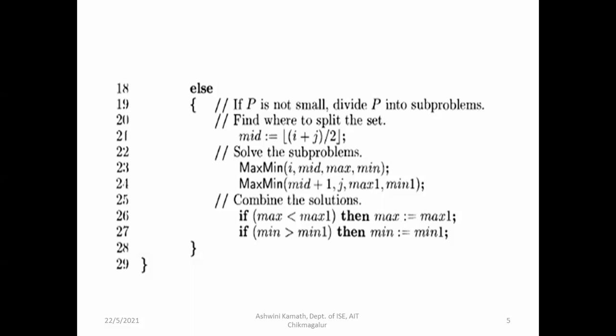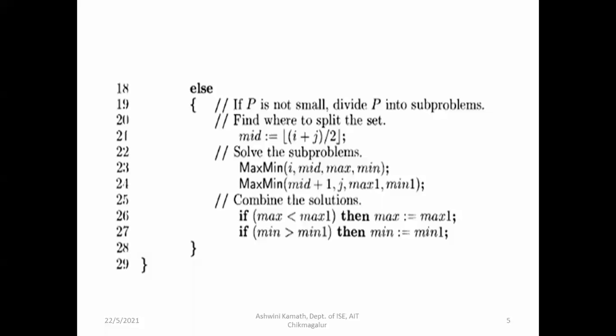Then solve the subproblems. For maximum and minimum, call the function MaxMin again. Pass i comma mid comma max, min as one set, and call MaxMin again with the new values mid plus 1 to j as another set, and use max1 and min1 for this. So we are calling MaxMin twice here, one with the left array and one with the right array.